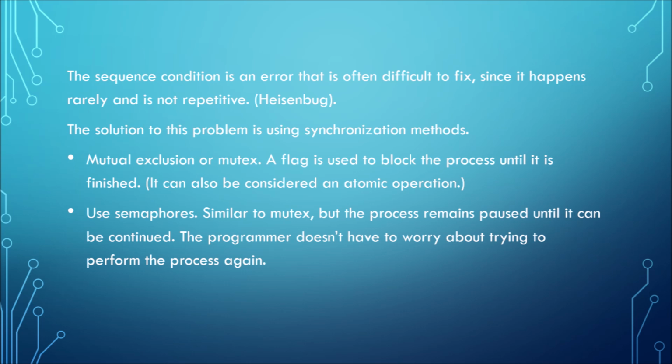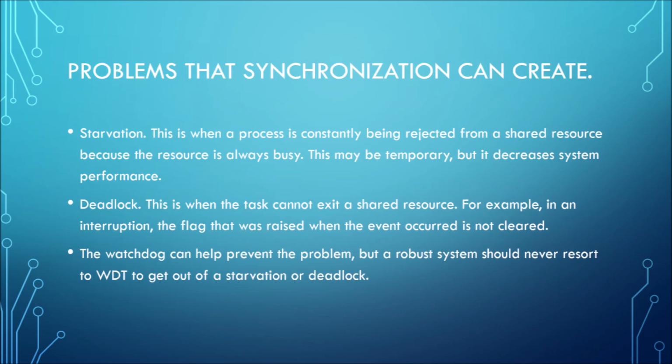The second method is to use semaphores, which is similar to the mutex, but the process remains paused until it can be continued. The programmer does not have to worry about trying to perform the process again or waiting for it to become available. This means that the task or process is handed over to the semaphore and it is responsible for performing the process when the shared resource is available.